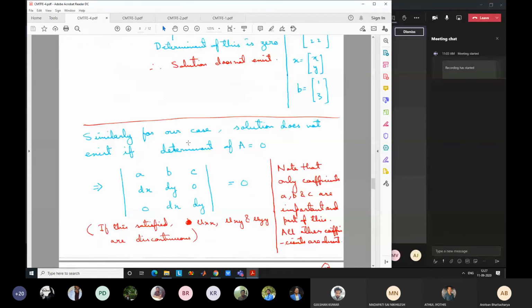Again, that is explained here. Similarly, for our case, the solution does not exist if the determinant of A is 0. So the determinant of this matrix [A, B, C; dx, dy, 0; 0, dx, dy] equal to 0. If we solve this, we will get some information regarding the discontinuity. If this is satisfied, it means that there is no solution for uxx, uxy and uyy for that condition, meaning the second order derivatives are discontinuous at those points. And it will give us the information regarding the characteristics.